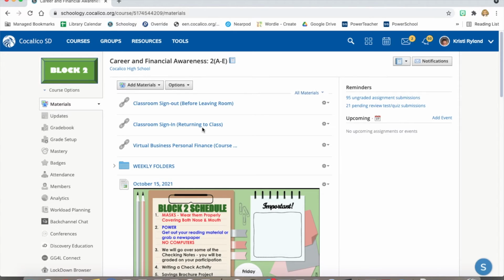I've kind of drilled it into them that they need to make sure they click on the link and sign out, and click on the link to sign in when they come back. So that's, again, at the top of the page.